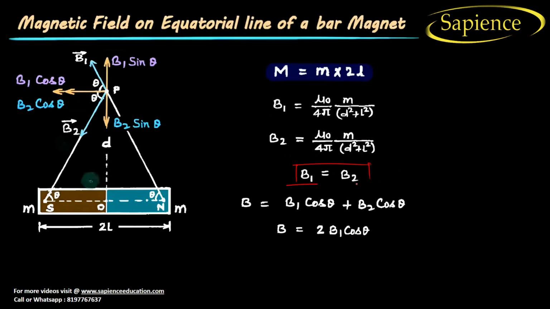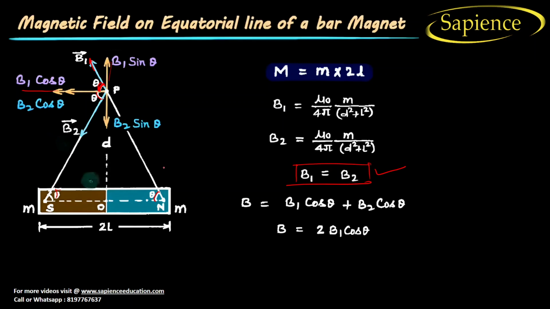B1 and B2, the strengths of B1 and B2 are equal, but they are in different directions. B1 is in this direction and B2 is in this direction. Now if we break this into horizontal and vertical components, let us suppose this is angle theta, this is angle theta. So if this is theta, then definitely this will be theta, and this will also be theta. I need not explain each and everything here, but you can understand why this is angle theta.